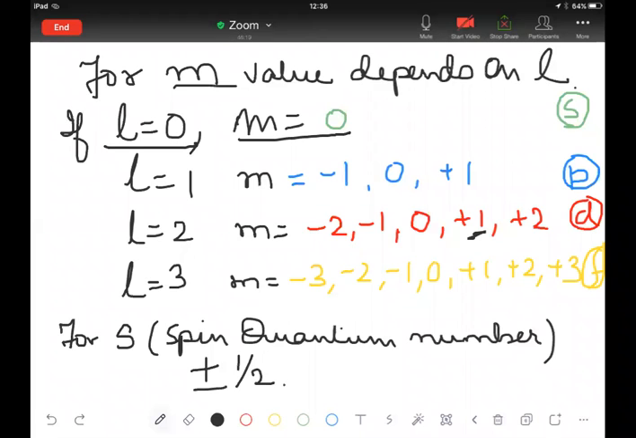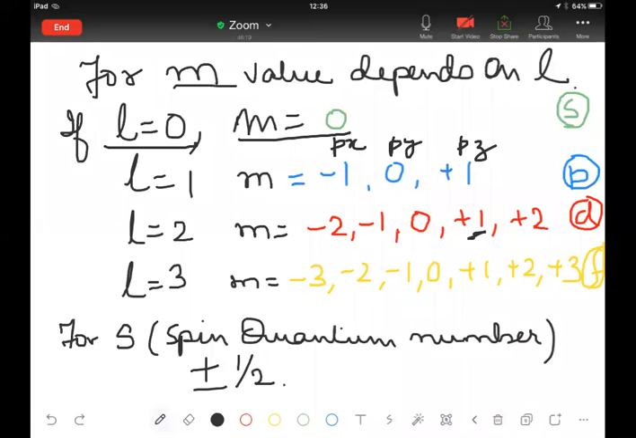Now, when L is equal to 1, M can have values from minus L to plus L. So, minus 1, 0, plus 1. This can be for Px, this is for Py, and this is for Pz. Now, these are just notations. In some books, you will find it is given from plus 1, 0 to minus 1. So, that also is okay. X and Y may get interchanged, no problem.